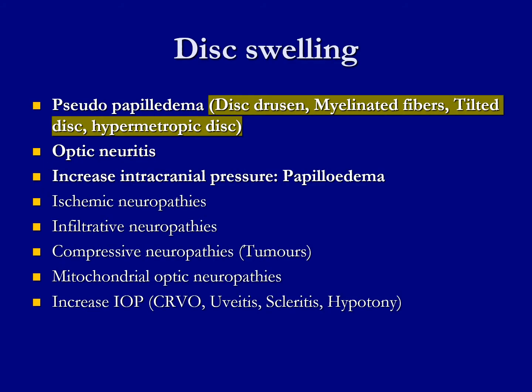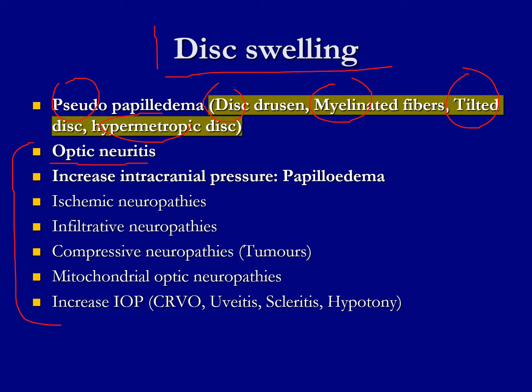Before starting the next MCQ, let's discuss the disc swelling and the causes of disc swelling. Disc swelling can be pseudo disc swelling, in which it looks like a swelling but actually it is not a swelling, or a true swelling, which is because of these conditions. Pseudo papilledema or pseudo disc swelling can be because of disc drusen, myelinated nerve fibers, tilted disc, or hypermetropic disc. In these 4 conditions, the disc looks swollen but is actually not swollen, so we call it pseudo papilledema or pseudo disc swelling.